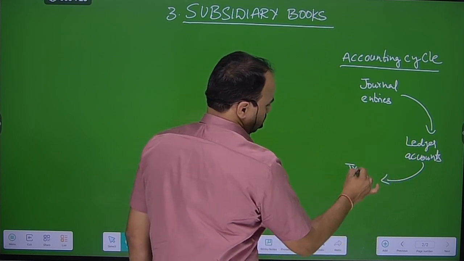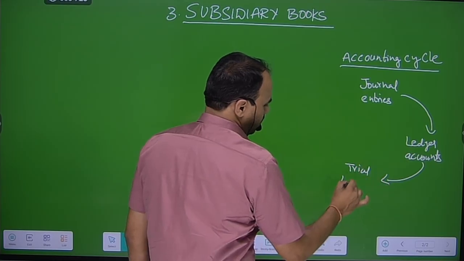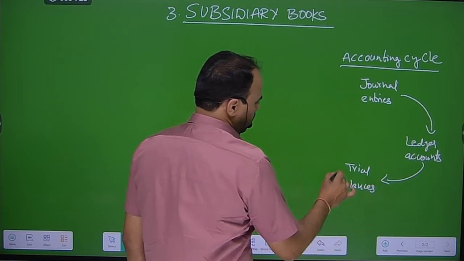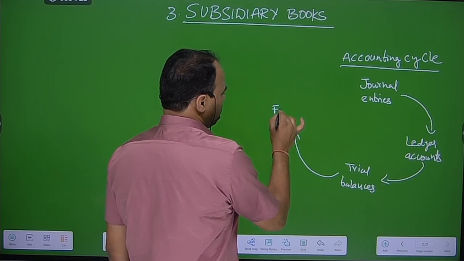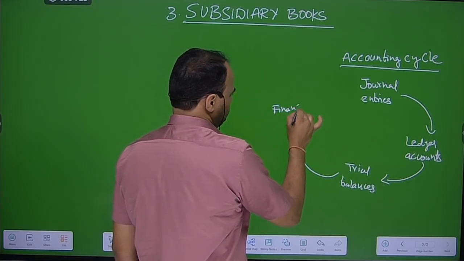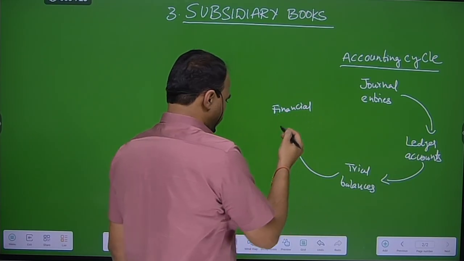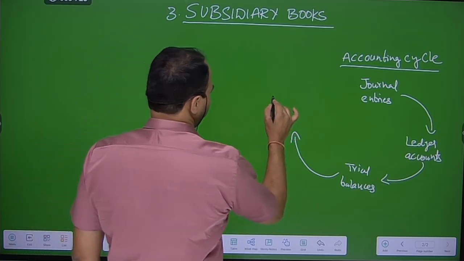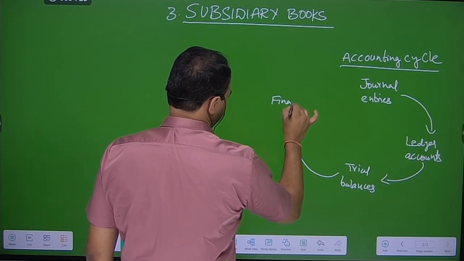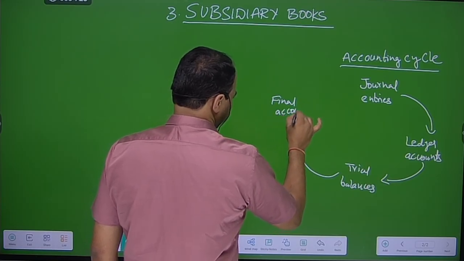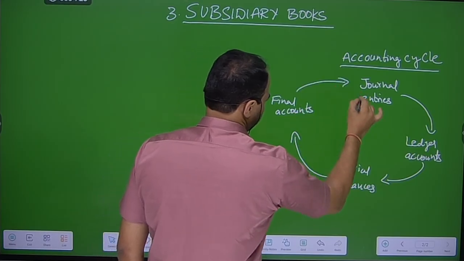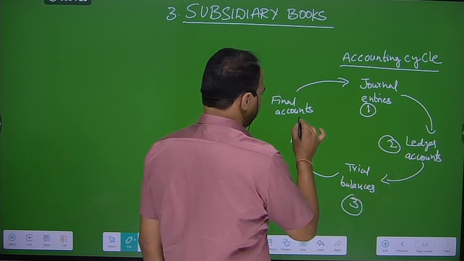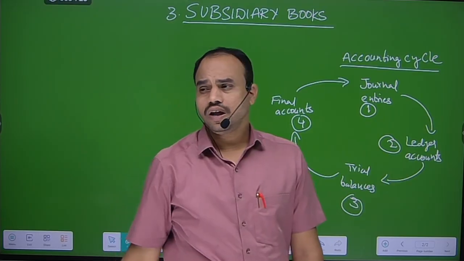Trial balance. In the last classes I explained up to the third step. After the trial balance, what do we have to prepare? Final accounts. So the fourth step is final accounts. This is the procedure of accounts: the first step is journal entries, second step ledger accounts, third step trial balance, and the fourth step final accounts. This is the accounting cycle.